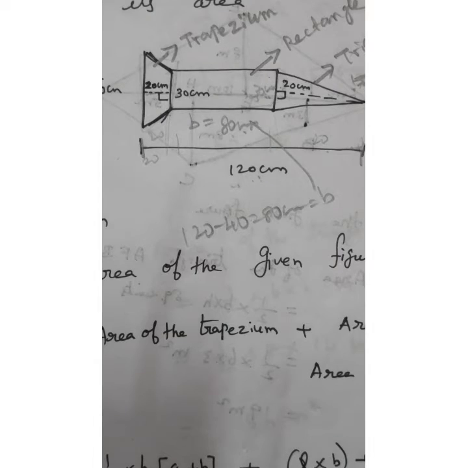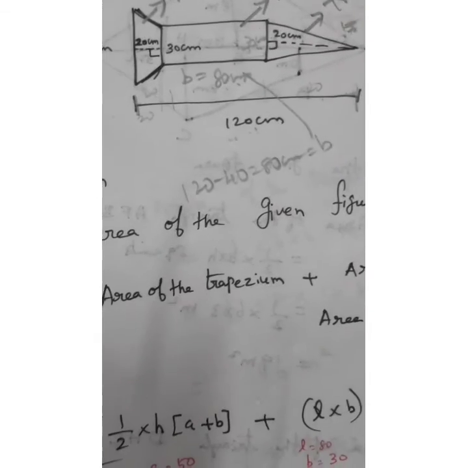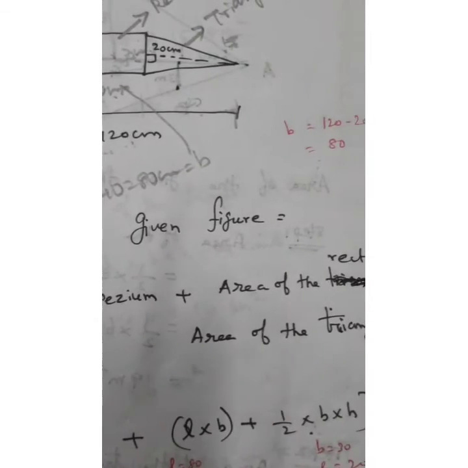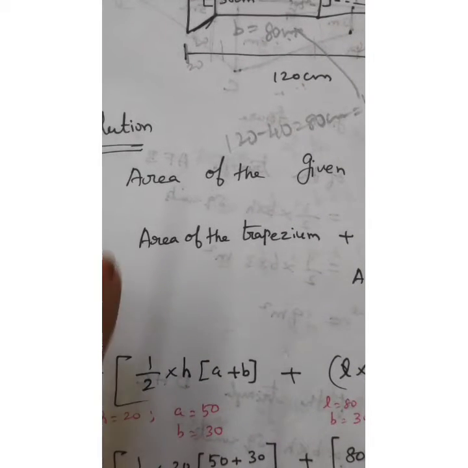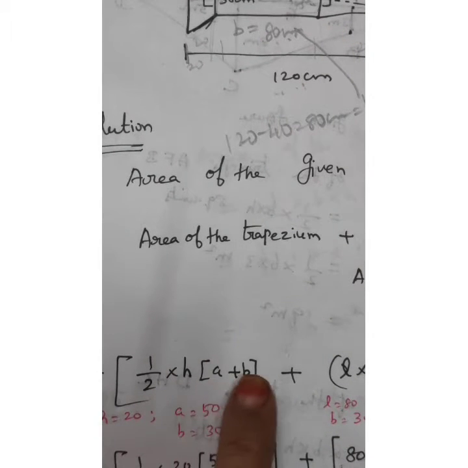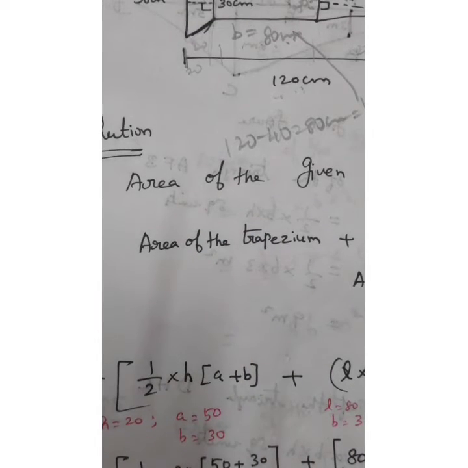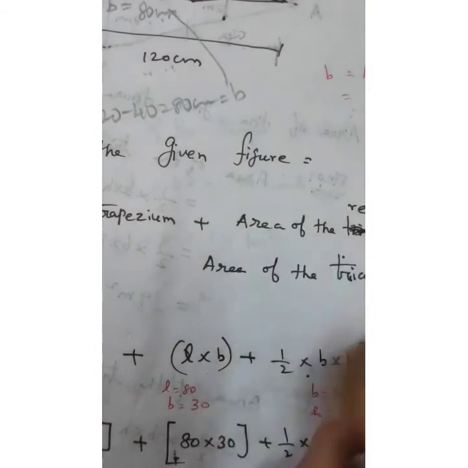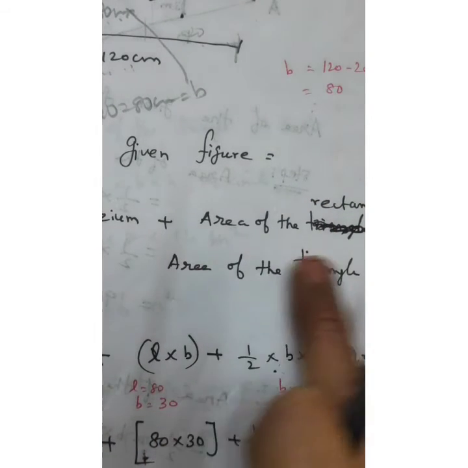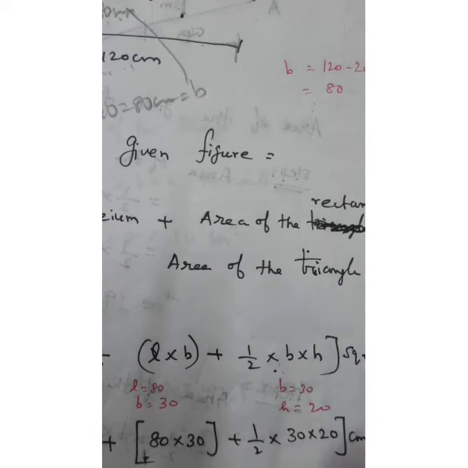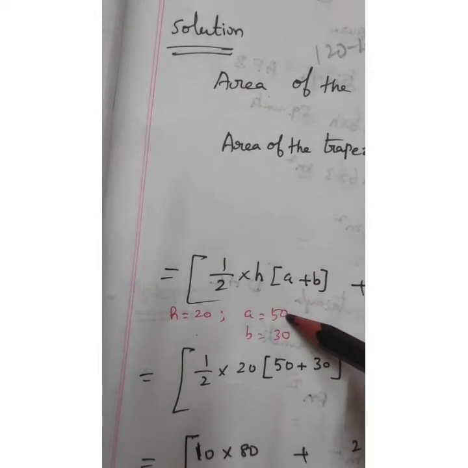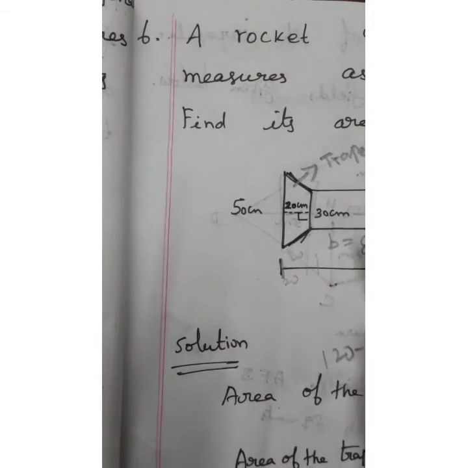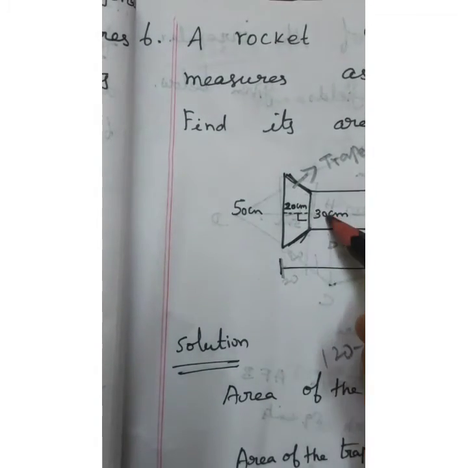This is the full rocket area. Area of the given figure equals area of the trapezium plus area of the rectangle plus area of the triangle. Area of the trapezium formula equals 1 by 2 into h into a plus b. Plus area of the rectangle, L into b, plus area of the triangle, 1 by 2 into b into h square units. Now h equal to 20, a value equal to 50, b value equal to 30 centimeter.